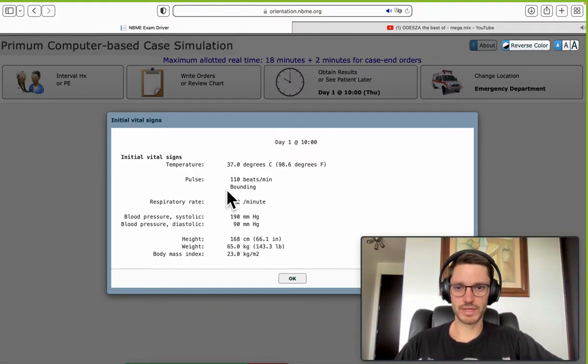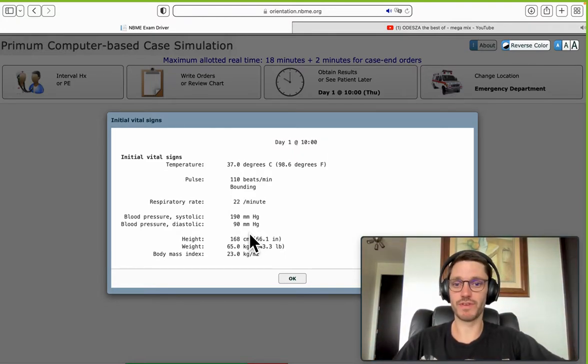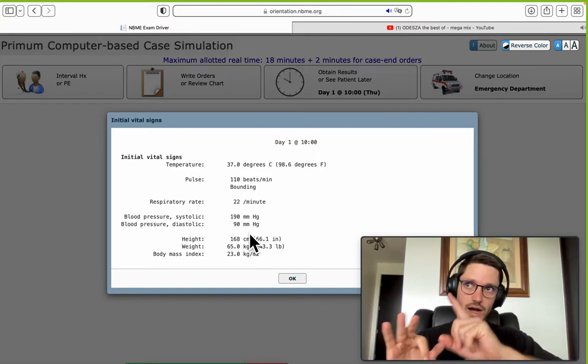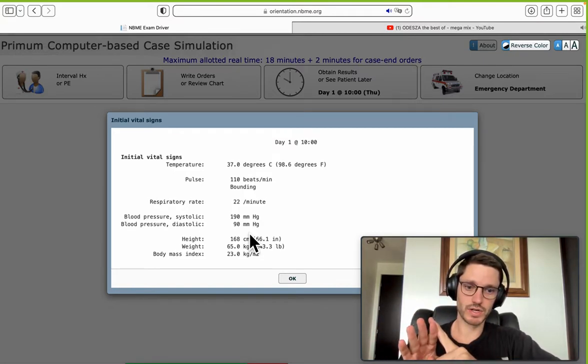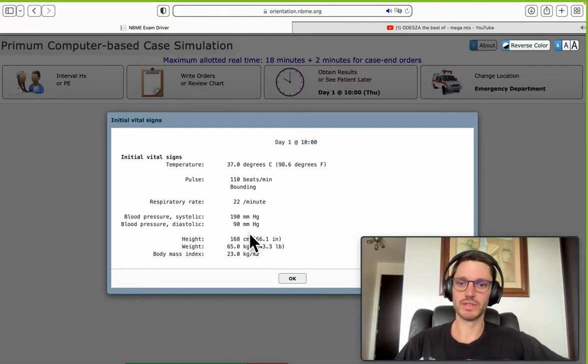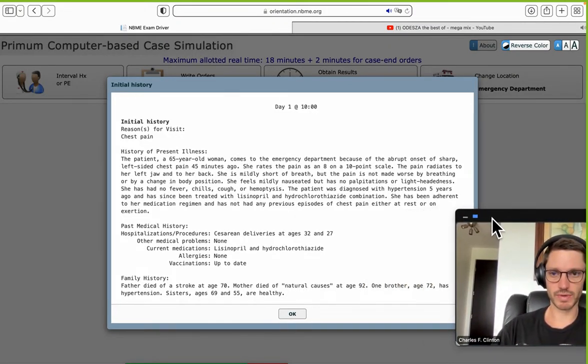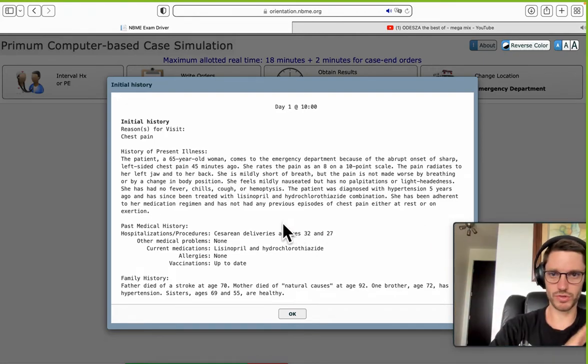So we could say she's unstable because remember, Conrad Fisher's mnemonic: chest pain, shortness of breath, hypotension, confusion, and those all talk to us about perfusion. Okay. Let's see the history of present illness. We have to see all this before we choose to do anything.